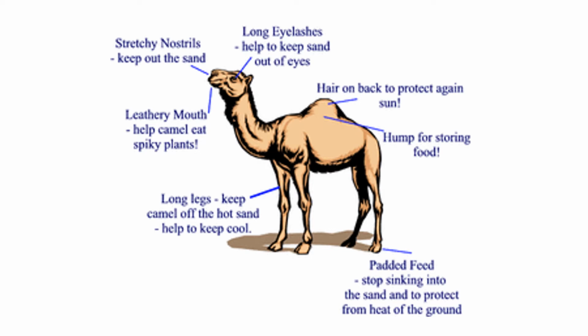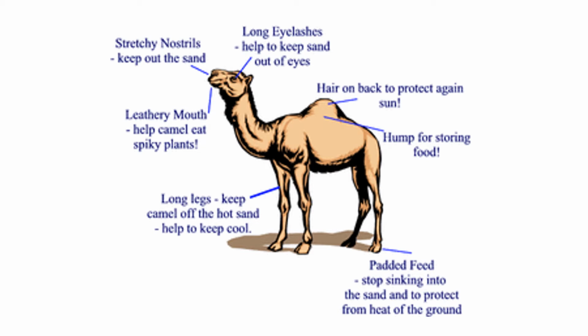And when we look at all of these different adaptations that it has to help live in the dry and hot regions, it's got long legs, which keeps it off the hot sand. It's got a leathery mouth so it can eat spiky plants. It's got long eyelashes, which help keep sand out of the eyes. All of those things we sort of saw in that movie, the Planet Earth video that we watched about deserts. We saw the cold weather camel, the Bactrian with two humps, and we saw a little bit of the single hump camel.